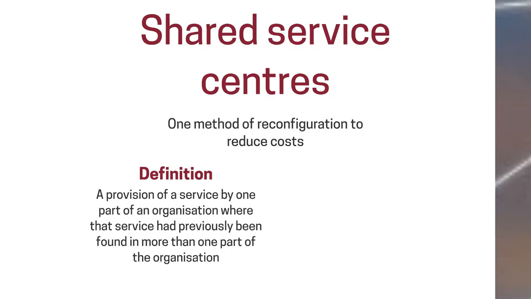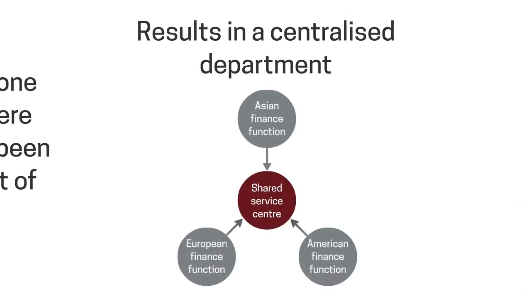A shared service center is a provision of a service by one part of an organization where that service had previously been found in more than one part of the organization. So if you remember earlier on, I talked about divisions, and if we had a multinational company, for example, they may have a division in every country that they operate in. And in each of those divisions was a finance function. Now, with a shared service center, that would involve bringing those different finance teams that are in different divisions around the organization and bringing them together in a centralized department. So let's bring up a visual aid to show you what I mean.